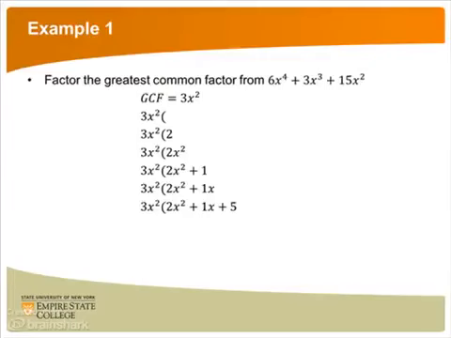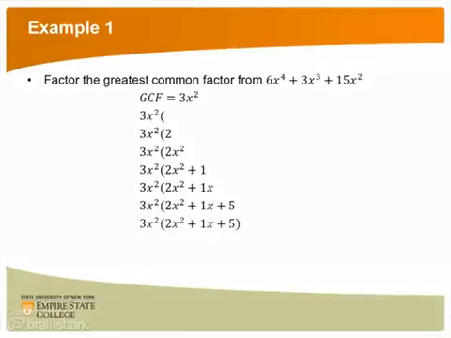15 divided by 3 is 5, so we write plus 5. After dividing out the x squared, we have no more x's in the last term, so we are finished. So factoring out the greatest common factor, 6x to the fourth plus 3x to the third plus 15x squared is the same as 3x squared times the quantity, 2x squared plus 1x plus 5. Let's look at another example, just to make sure we understand the process.